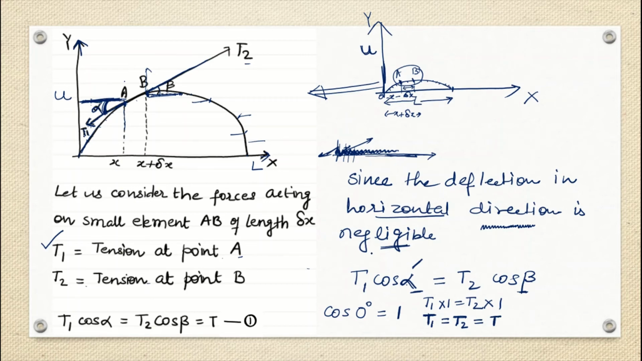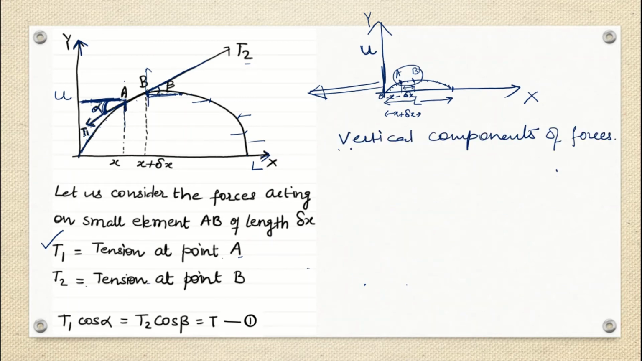Now we will discuss what is happening with the vertical component of T1 and T2. We are comparing the vertical component of forces. So T2 sine beta is in the vertically upward direction, and in the vertical downward direction is T1 sine alpha, so I'm writing minus. So this is T1 sine alpha. Two forces we can see. Now this T2 sine beta minus T1 sine alpha is nothing but the force which is applied on this string.